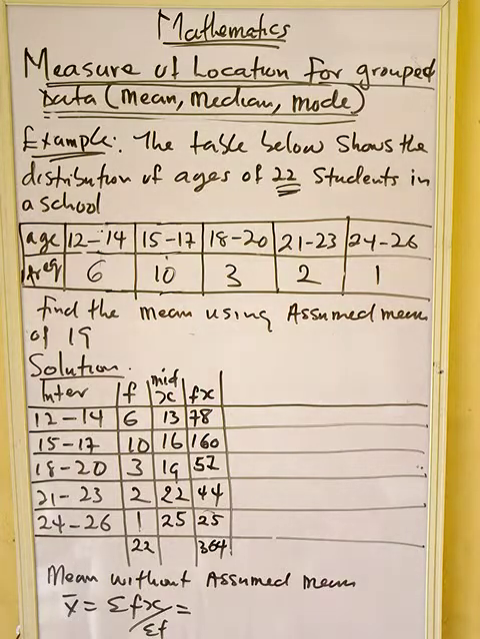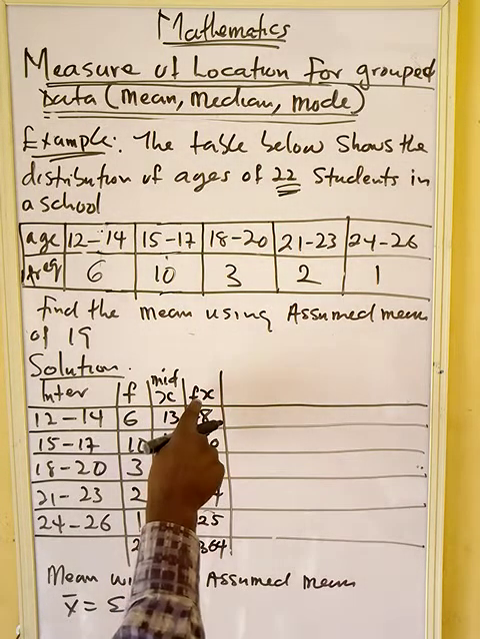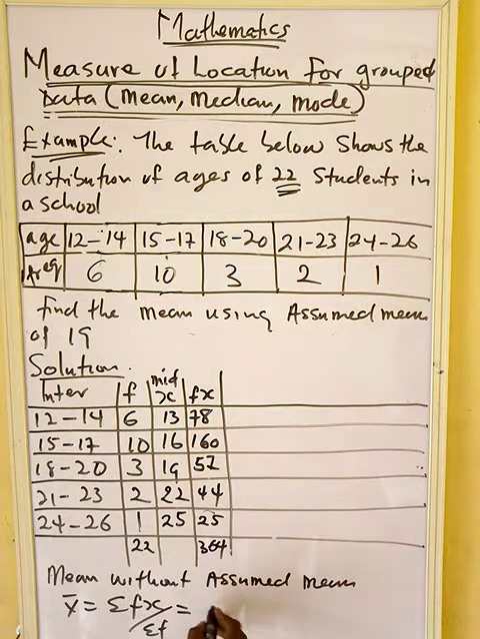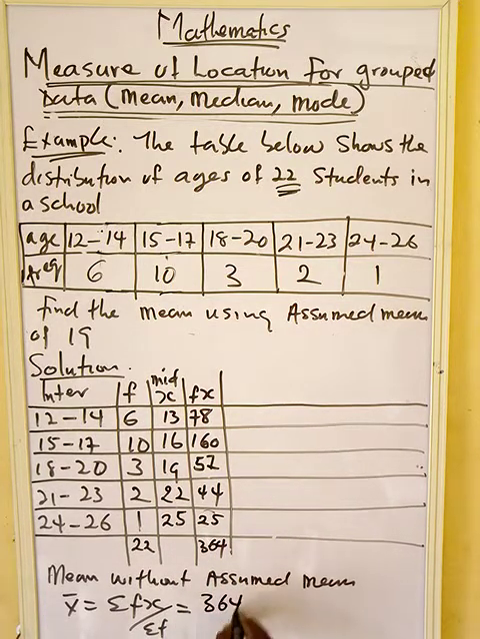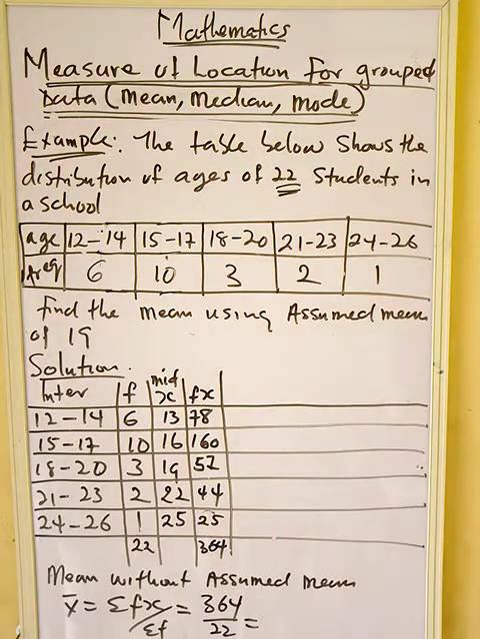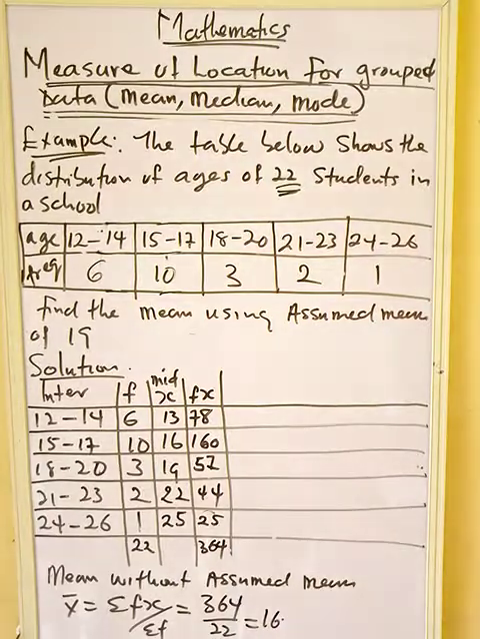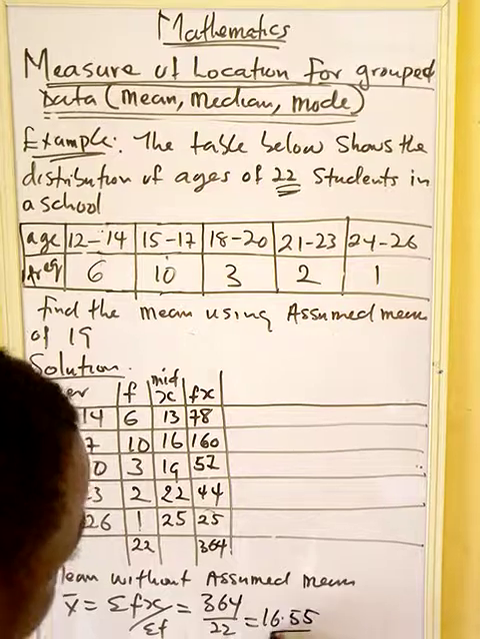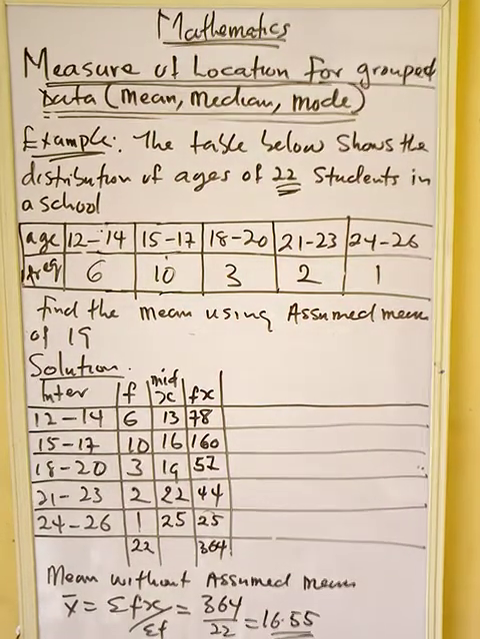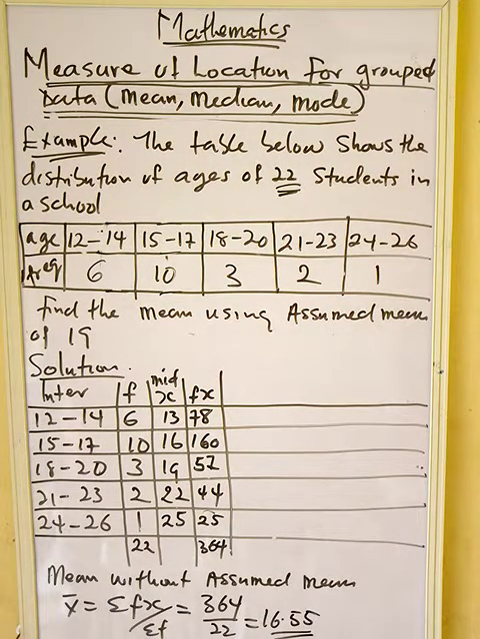Now to solve for our mean, it will be summation fx, which is 364, divided by summation f, 22. If we divide 364 by 22, what we have is 16.55, sorry, 16.55. So that's how we can solve for our mean without assumed mean.